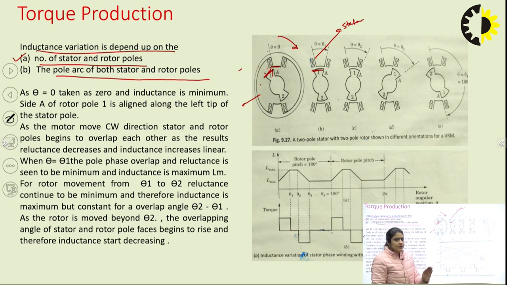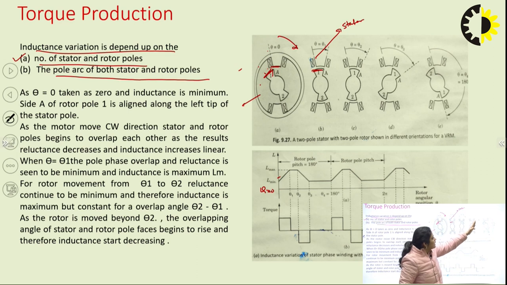Reluctance variation will be there. If the reluctance varies, the inductance also varies. Reluctance goes from higher to lower, and the inductance goes from minimum to higher. So from theta 0 to theta 1, it varies from L minimum to L maximum. Now it will go to the theta 2 position.